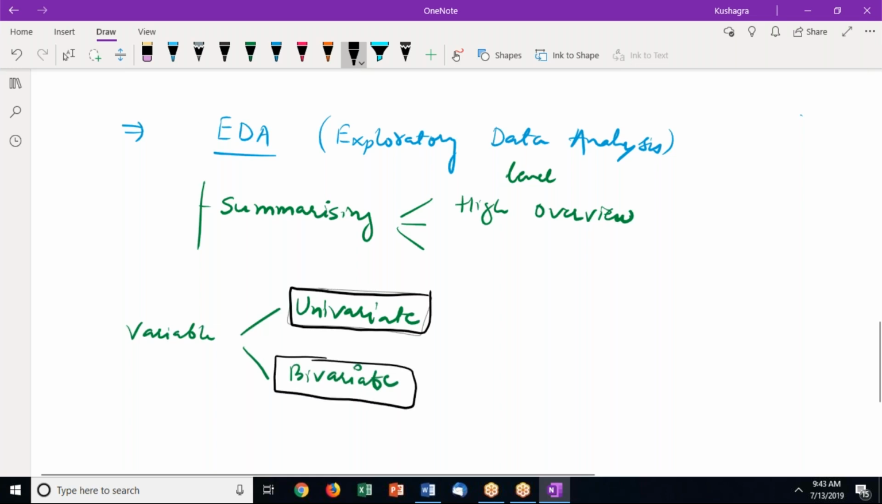In bivariate analysis, there's a dependent variable and an independent variable. How are they related? What kind of relationship exists between those? That forms my bivariate analysis. So you'll have univariate analysis and bivariate analysis, and you'll be working with both of that. Exploratory data analysis deals with both kinds of analysis, univariate as well as bivariate.